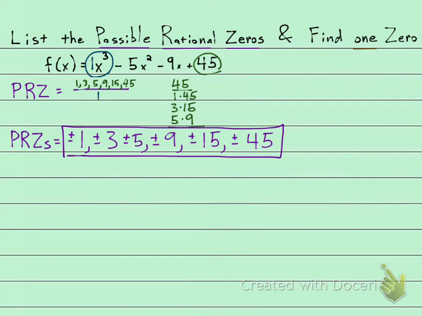All right, so we're going to use synthetic division to find a zero, and your guess is as good as mine of where to start. I'm going to start at the front of the line. I'm going to start with 1 and negative 1 because those are going to be the easiest to do with synthetic division. All right, so here is 1, and I'm going to put all the coefficients of my function. So 1, negative 5, negative 9, and 45.